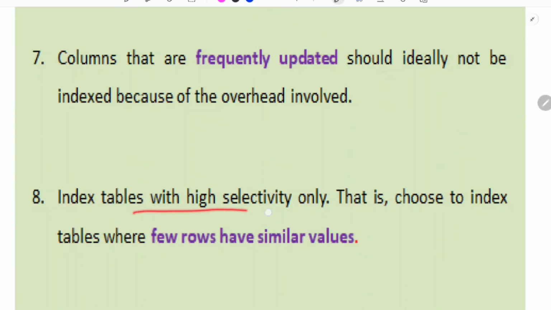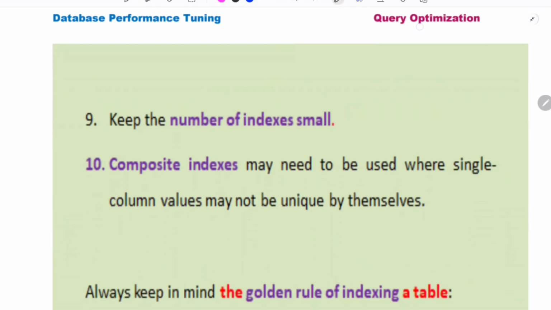Now, index tables with high selectivity only, that is, choose to index columns where few rows have similar values. That means if the column has more repeated values, more similar values or duplicate values, we should not use it for indexing. Only if we have columns which have only a few similar values, that is high selectivity data, then only we should go for indexing such columns.